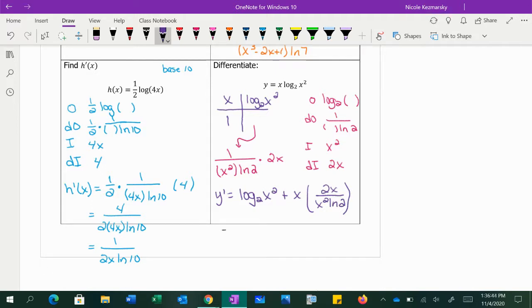And we can clean this up a little bit, not so much with the log of x squared base 2, but with the fraction, because that's going to end up being 2x squared over x squared natural log of 2, which we can write as log of x squared base 2 plus the x squareds will cancel, so we'll just have 2 over natural log of 2.